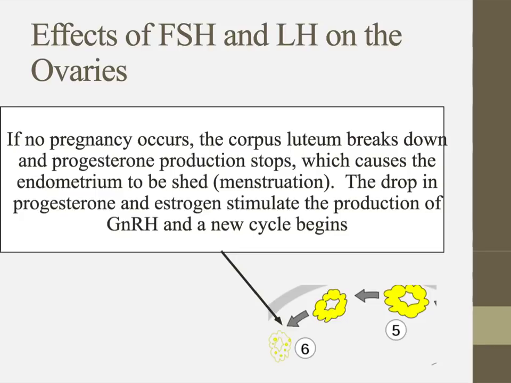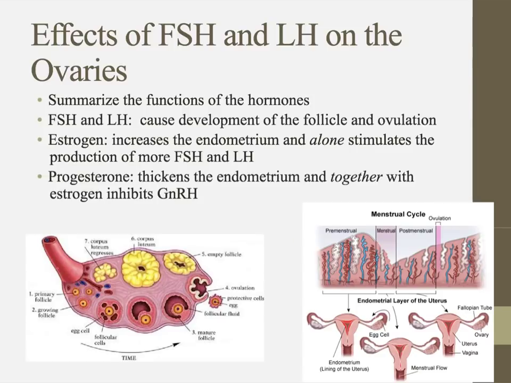Now, in my ovaries, I have no follicle to produce estrogen. I have no corpus luteum to produce progesterone. So the drop in both of those is going to trigger the hypothalamus to release GnRH, and a whole new cycle is going to begin. So now's a good time to pause the video just to take a look and make sure that you understand the functions of the different hormones and perhaps a better picture of what's happening with the development of the follicle, of ovulation, and the development of the corpus luteum.